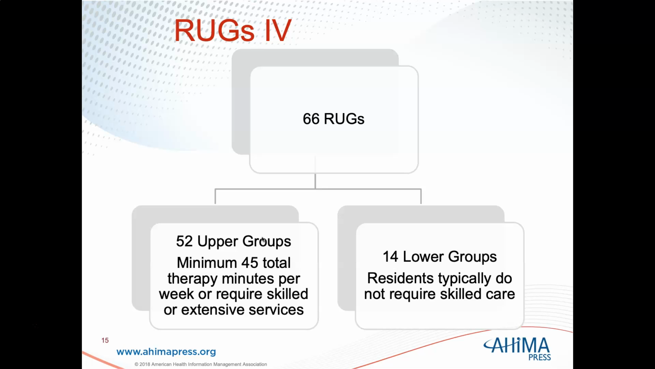So there are 66 RUGs. RUGs is in its fourth iteration. That's what RUGs IV stands for, RUGs 4. There's 66 of those. There's 52 upper groups and 14 lower groups. The 52 upper groups typically require skilled or extensive services. The 14 lower groups typically don't require any skilled services.